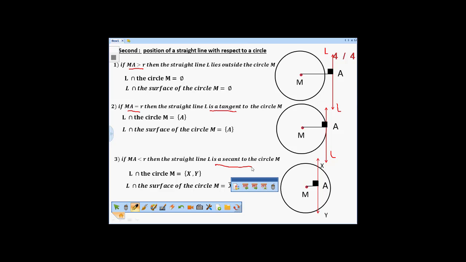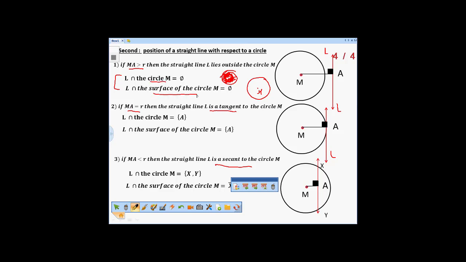Let us see what is the meaning of L intersection circle M and L intersection the surface of circle M. Before I start, what is the difference between circle and surface of circle? Circle like this is called the circle M. But surface of a circle M means this part and all parts inside this circle. That is the difference between the meaning of circle and surface of circle.